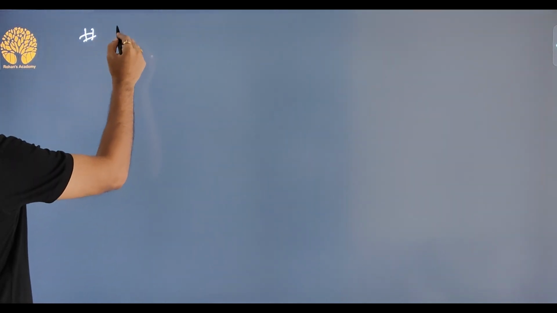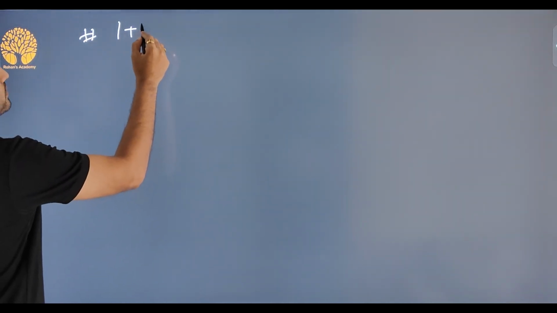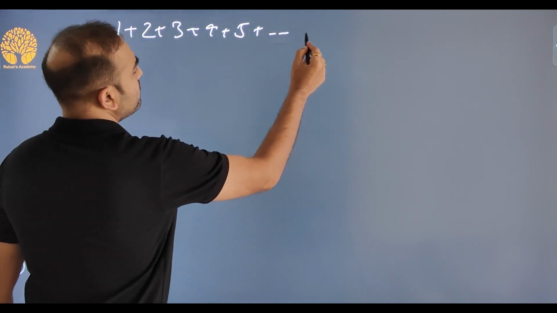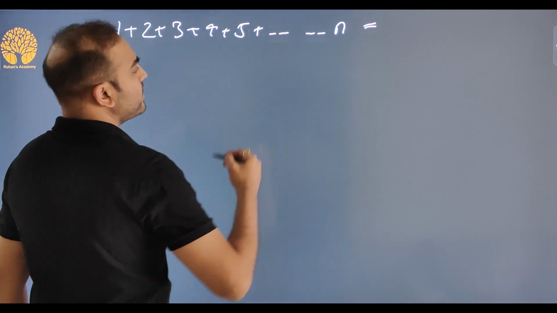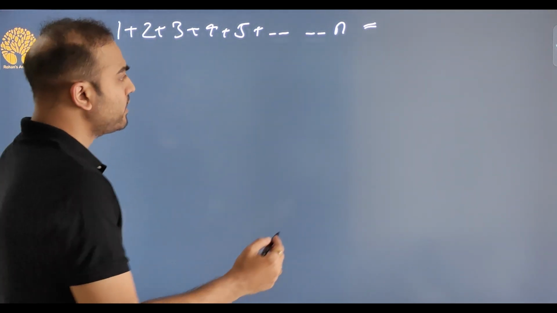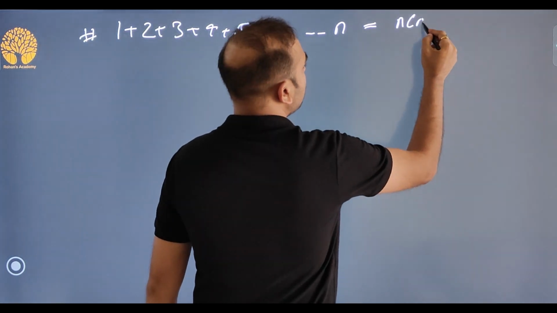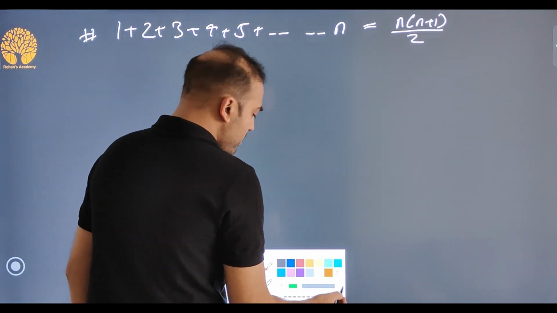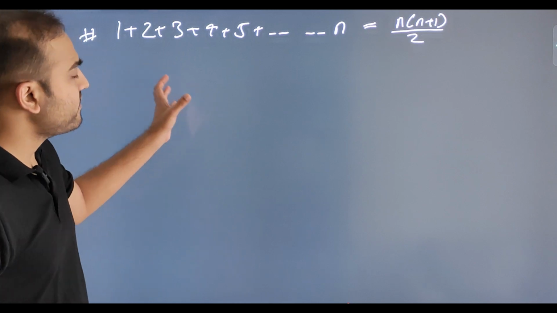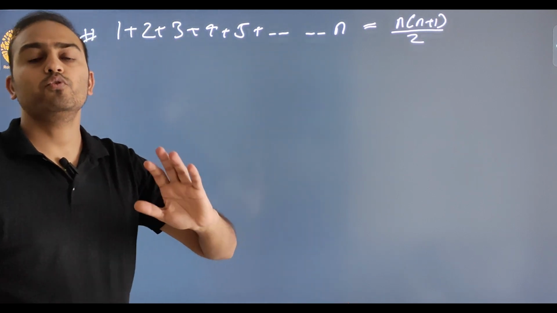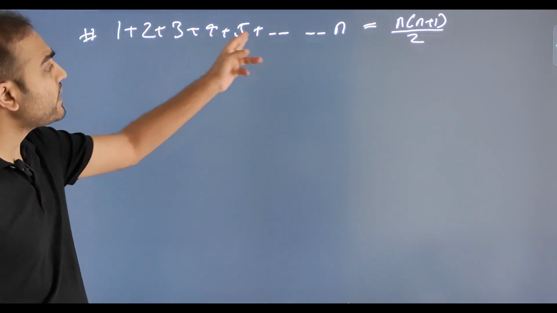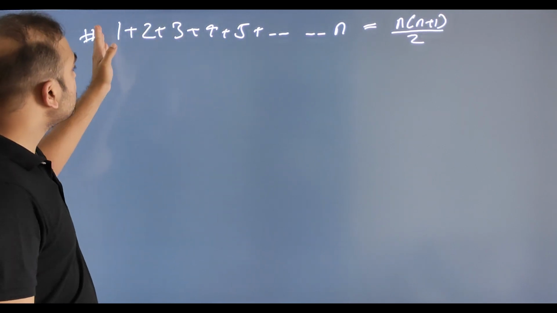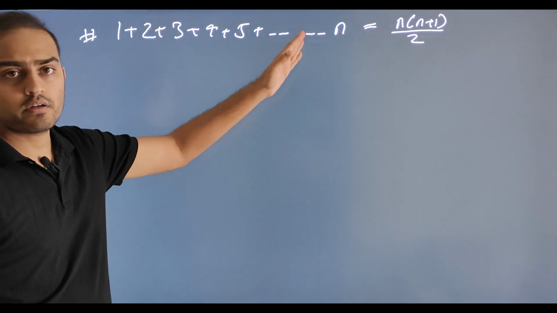The first such series is the sum of n numbers. This is given by n into n plus 1 by 2. Now, again, as I said, if you memorize this, great. If you don't, no problem. If you look at it, this is an AP, an arithmetic progression. Each term is increasing by 1.